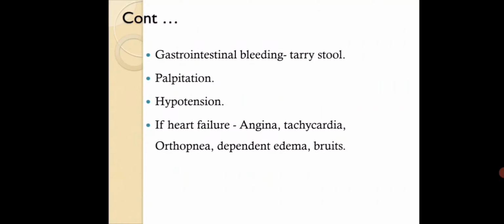Next, gastrointestinal bleeding. So we can say there will be tarry stool, or there will be GI bleeding. Palpitation, the patient will have palpitation. So the heart has to pump more and more to compensate for the low hemoglobin and low oxygen. The patient may have initially hypertension, and then the patient may have hypotension.